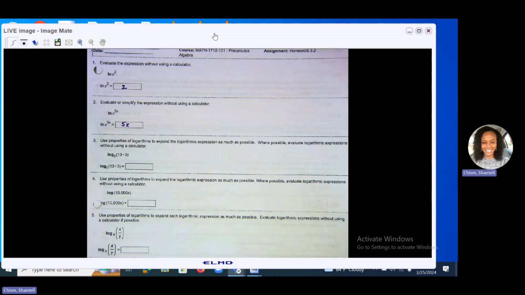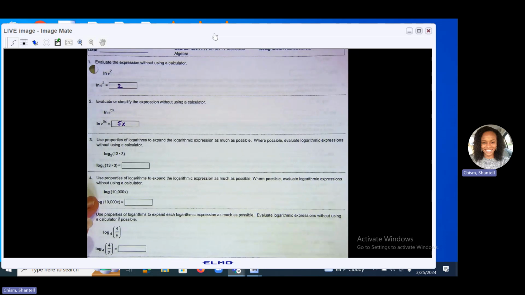Now, number 3 is our first look at the product rule. Notice that it does not tell us which rule to use. It just says use properties of logarithms to expand. So you have to recognize that this is a product, and therefore we're going to apply the product rule. So this is log base 5 of 13 times 3, log base 5 of this product.